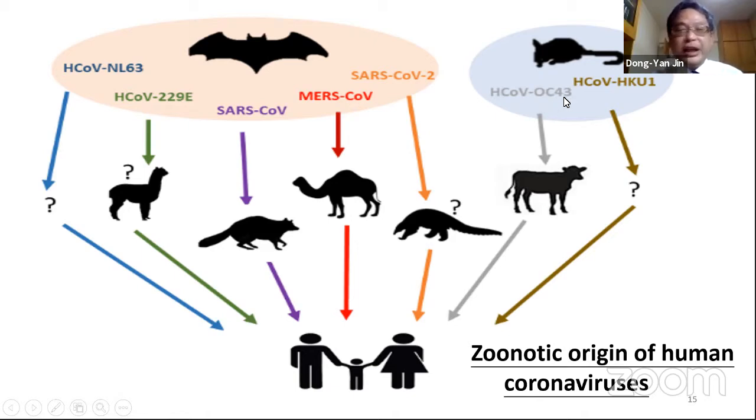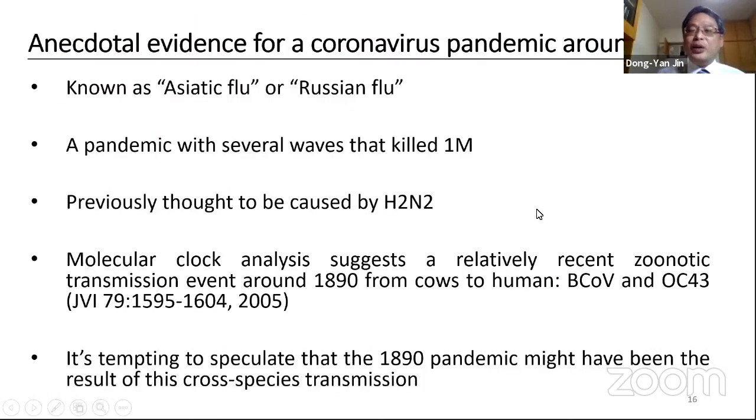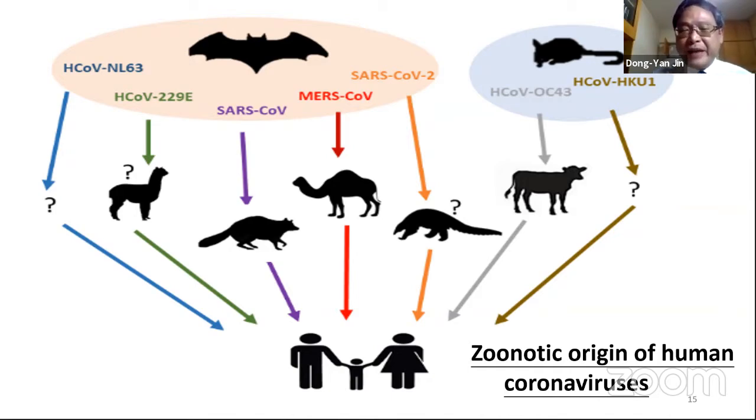Importantly, OC43 spread to cows, or maybe also pigs. And then from cows, it jumped to humans. And there is actually one important event, which was around 1890. So one belief is that whenever coronaviruses undergo cross-species transmission from animals to humans, or have this species jumping to humans, there might be a potential to cause a pandemic, just like COVID-19.